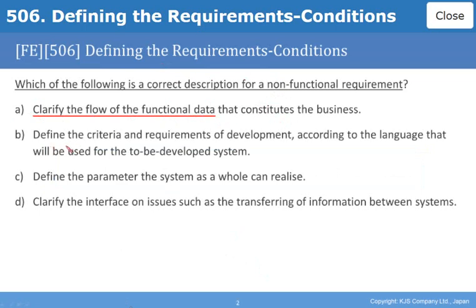B. Define the criteria and requirements of development according to the language that will be used for the to-be-developed system. C. Define the parameter the system as a whole can realize. Or D. Clarify the interface on issues, such as the transferring of information between systems.